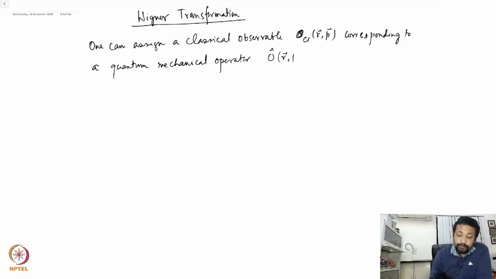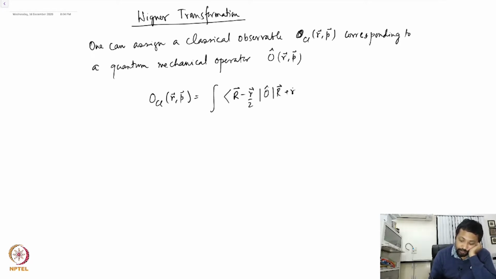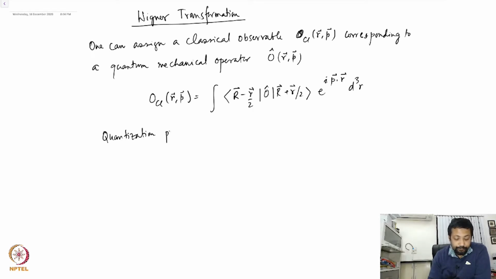O hat (R,P), right? And the prescription to do that is O_CL(R,P) is the integral of <R - r/2| O hat |R + r/2> e to the power I P dot r d cube r, right? The inverse of this is the quantization prescription by Weyl.